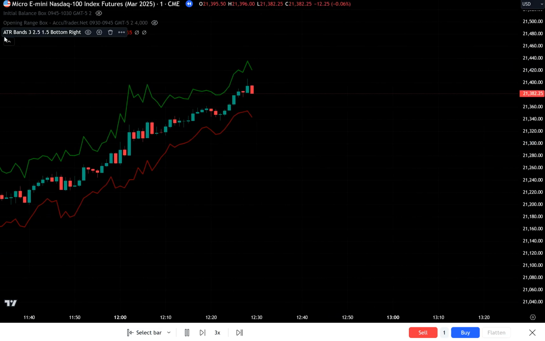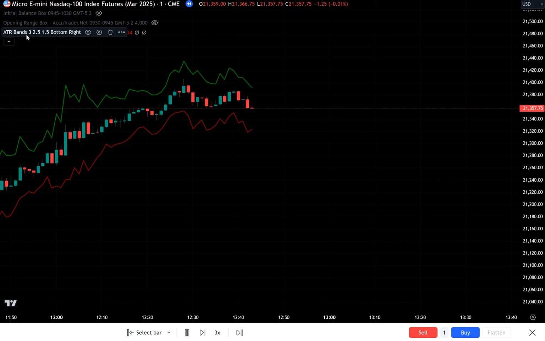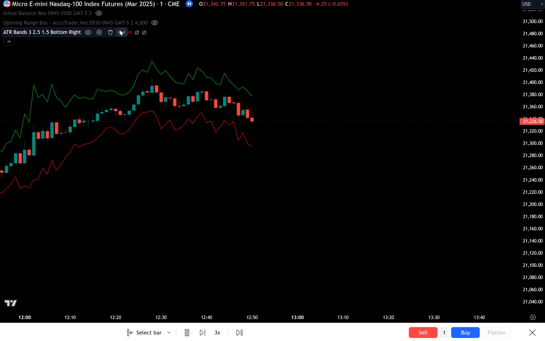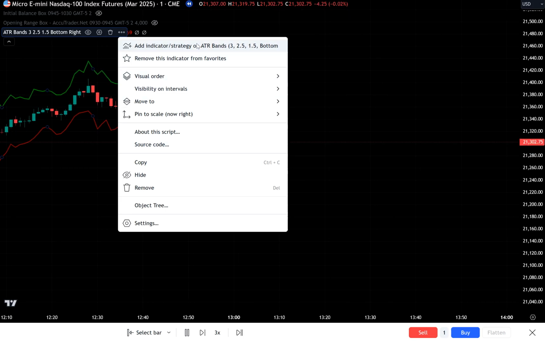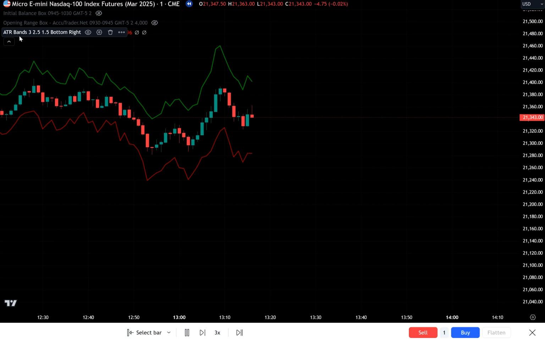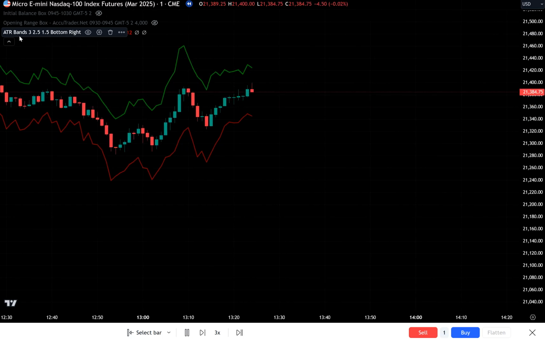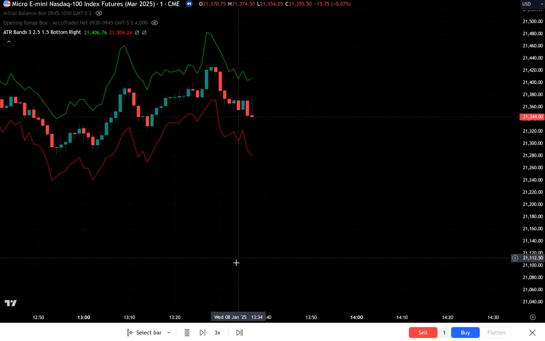So the tool is ATR Bands, BANDS. There are a couple of different versions out there. This one is, I don't have the name of it handy right here, but if you search on TradingView, you will find it there. So hope that helps you out.